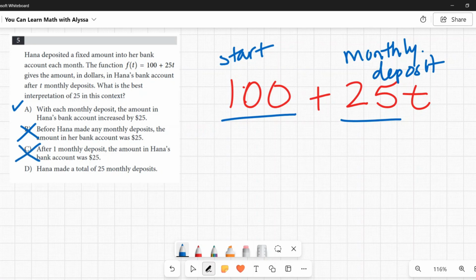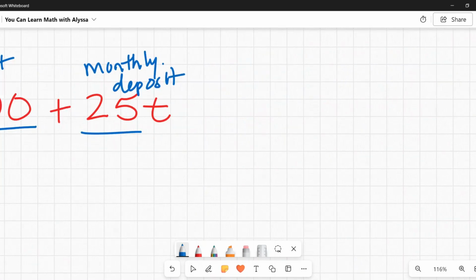D: Hannah made a total of 25 monthly deposits. Who knows how many monthly deposits Hannah made? That's not what it is. We've already been told that T is the number of monthly deposits she made, which we don't know. So D is out, and that confirms our answer that it is A. With each monthly deposit, the amount in Hannah's bank account increased by $25.